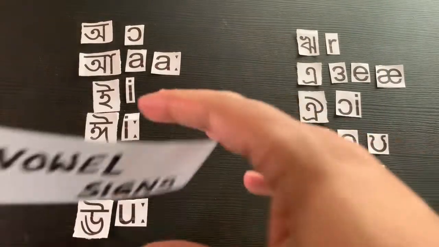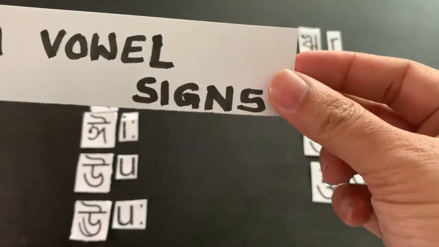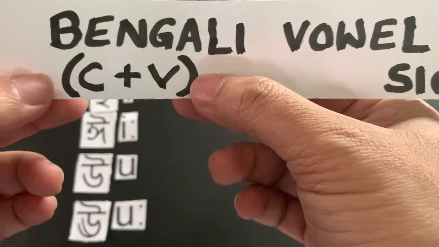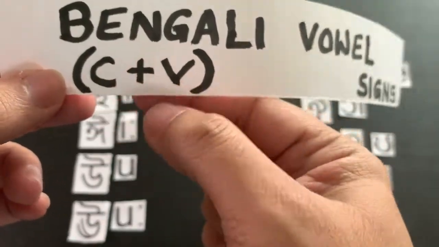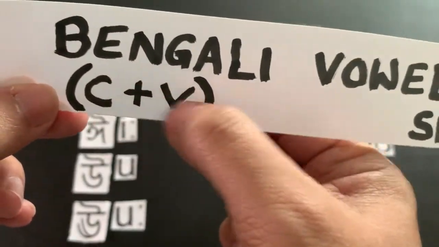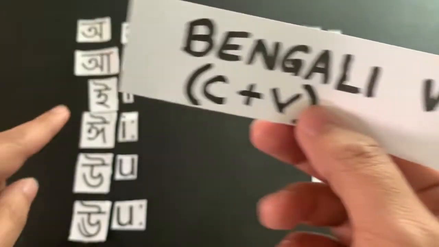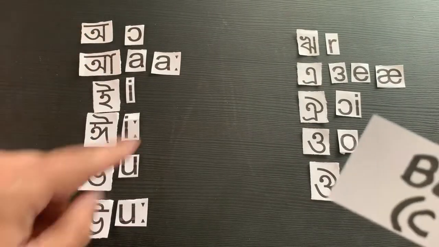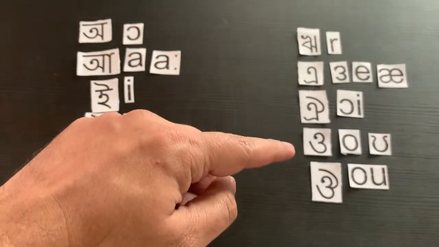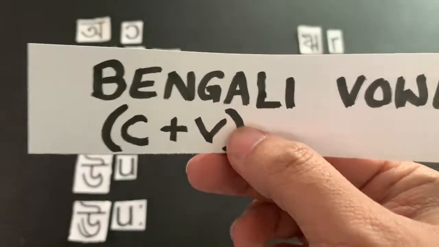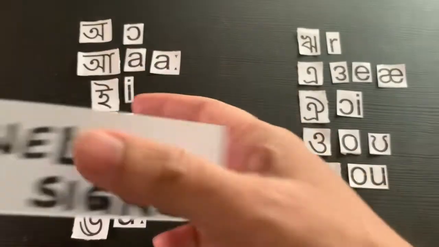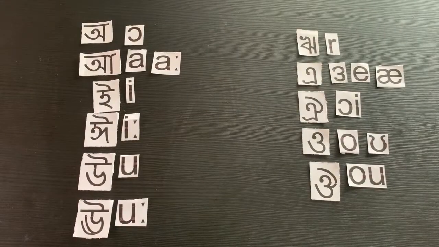In today's video, we are going to look at vowel signs in Bengali. What are vowel signs? We'll see. When you have a consonant followed by a vowel, instead of writing the full vowel form, you will have a vowel sign that represents this vowel when it follows a consonant.